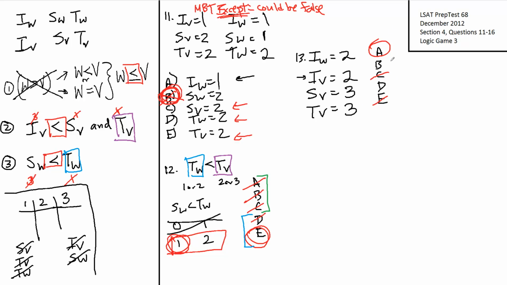B and D talk about SW and TW, and as I mentioned before, all we know is that they could be any of them, 1, 2, or 3. Or I guess in SW's case, it could be 1 or 2. But in either case, these two are related in the sense that SW has to be less than TW, but it could be 3 and 2 or 2 and 1.